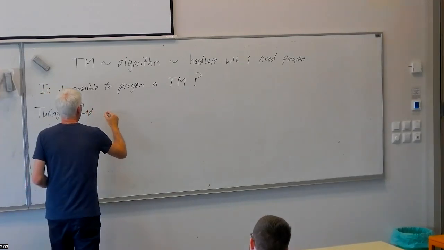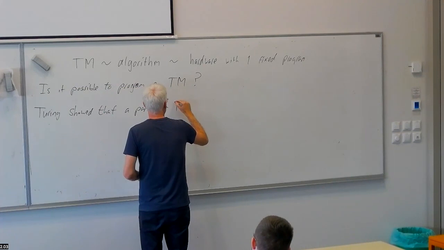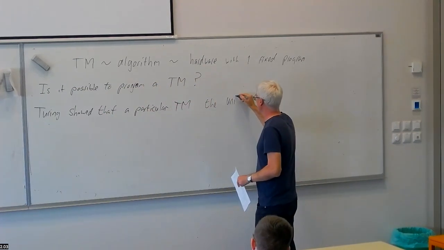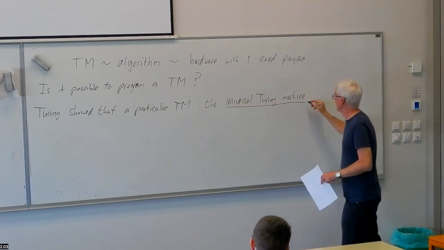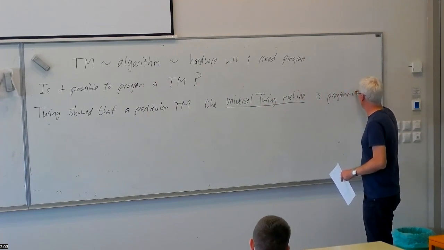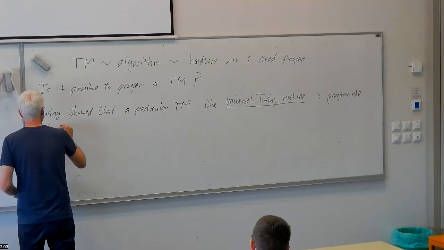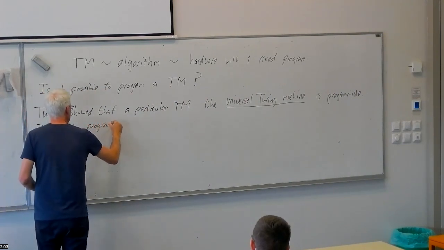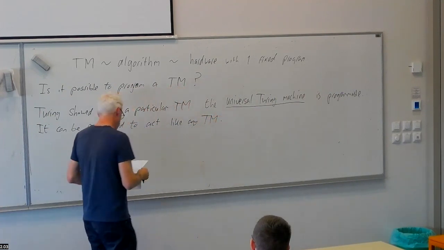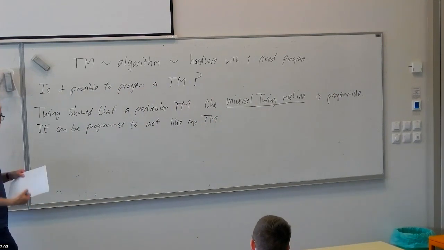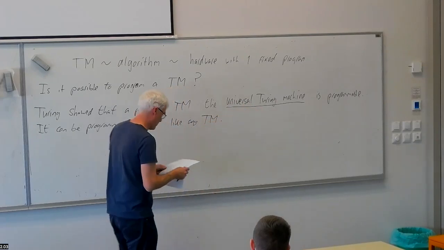Turing showed that the particular Turing machine, a very important one, the universal Turing machine, is programmable in modern day terminology. So maybe it can be programmed to act like any TM. It's a single machine that, given any other Turing machine, you can find a program you can give to the universal Turing machine, and that program will tell the universal Turing machine to act like the Turing machine you identified in the first place.